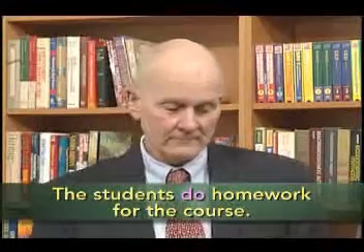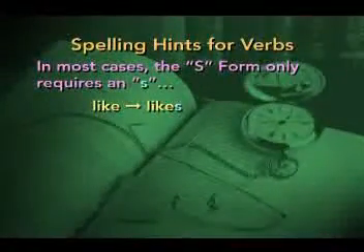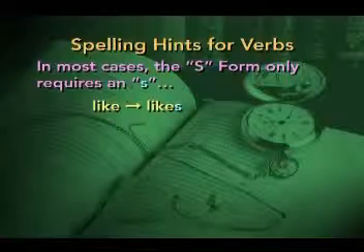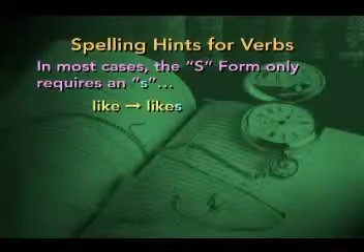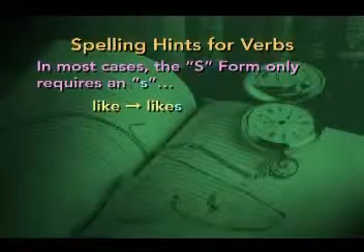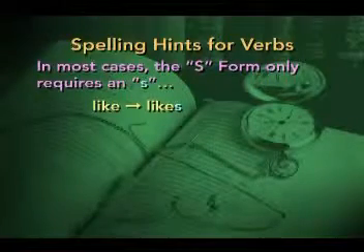Okay. That's great. I promised you some spelling hints for English verbs. And here they are. Look at the diagram. In most cases, the S form only requires an S. That's how it's got the name, right? Like becomes likes. She likes New York.